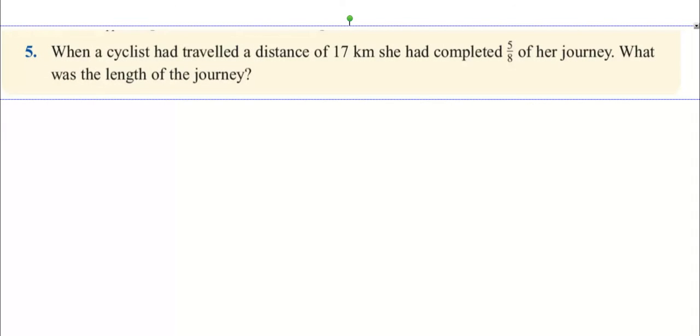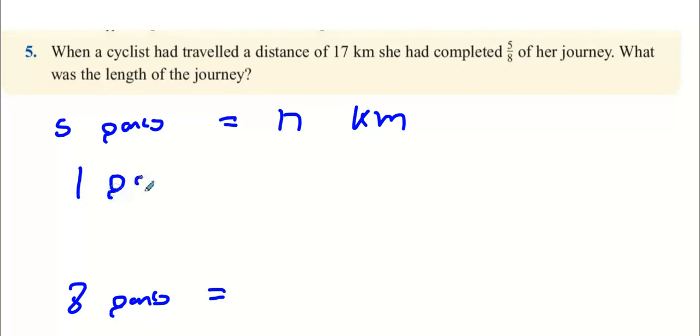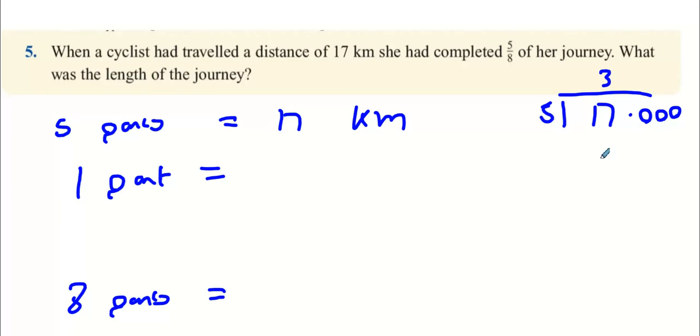And finally, question 5. When the cyclist has traveled a distance of 17 kilometers, she had completed 3/8 of her journey. What was the length of the journey? Well, 5 parts is 17 kilometers. We want to find out what 8 parts is, because 8 parts is the entire journey. To find out what 1 part is, we need to divide 17 by 5. 17 divided by 5 goes 3 times to get 15. Remainder 2. 20 divided by 5 is 4. So 1 part is 3.4 kilometers.